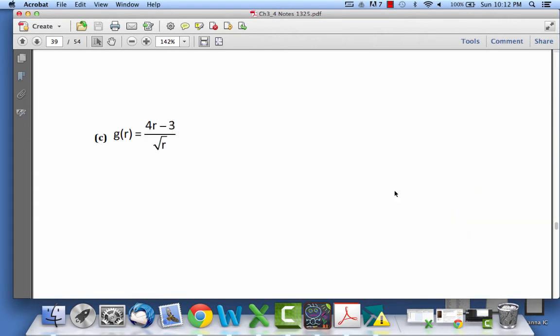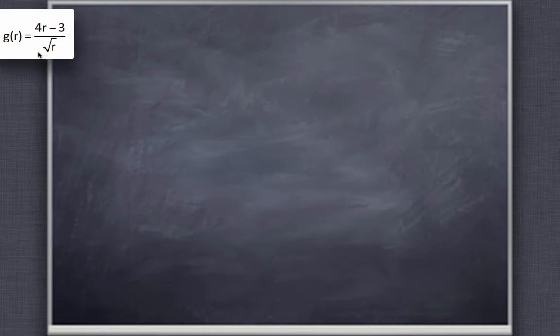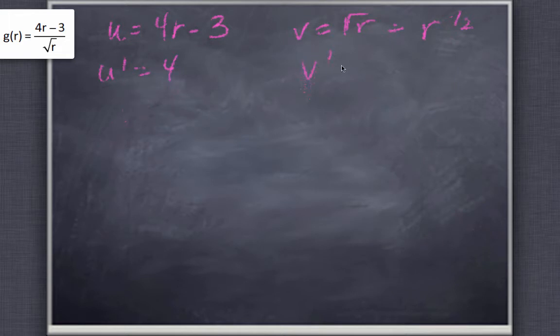So let's see, this one. So u equals 4r minus 3, v is root r, is r to the 1/2. So u prime is 4, v prime is 1/2 r to the 1/2 minus 1.